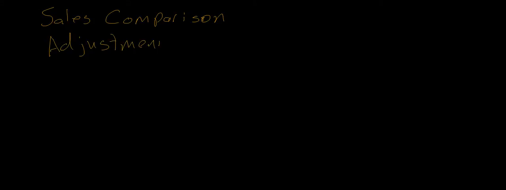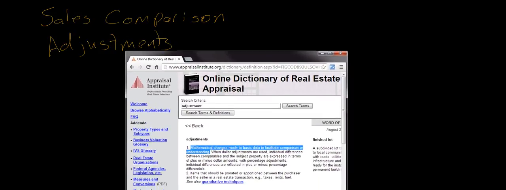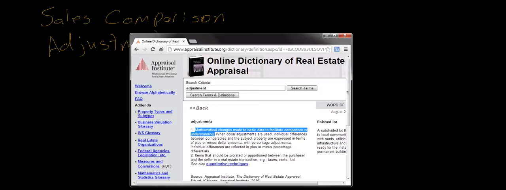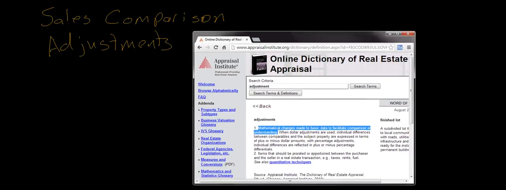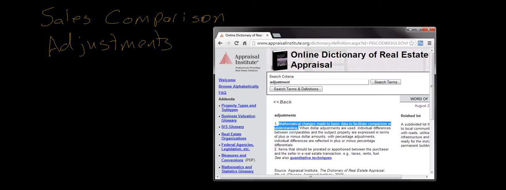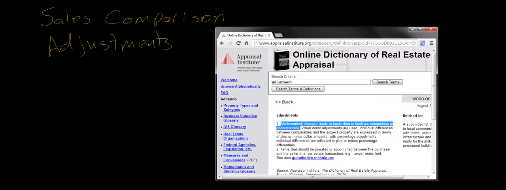Adjustments. What adjustments are, they are mathematical changes made to basic data to facilitate comparison or understanding. So as we'll see in an example here, if we have a sale across the street of a home that's very similar to ours, but it has a swimming pool and ours doesn't, we're going to make an adjustment using math in order to make it sort of an apples to apples comparison.